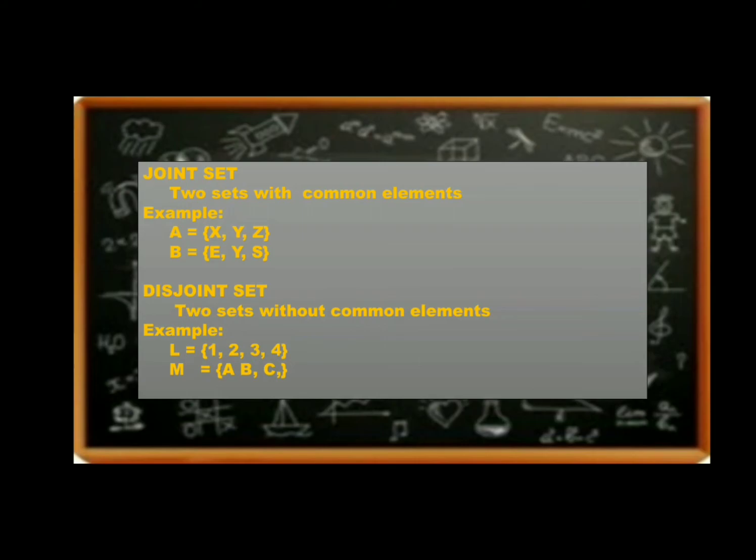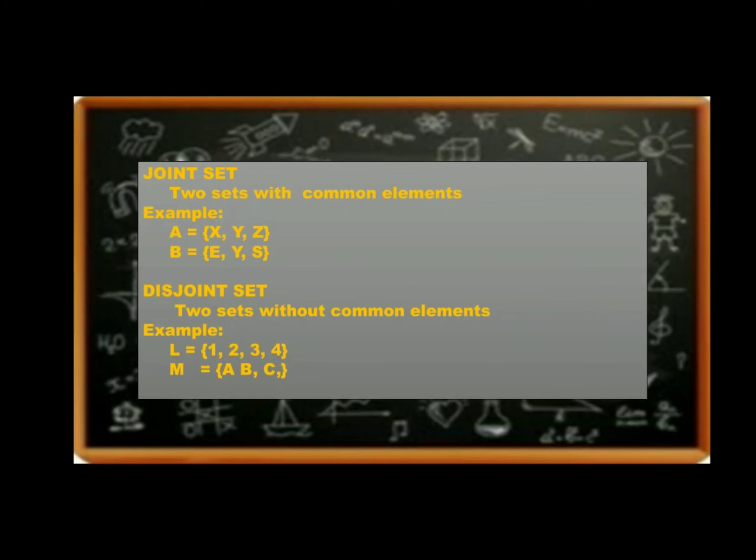Joint sets are two sets with common elements. So it means that it would have an intersection when we plot it. Let's do this example. Set A has the elements x, y, and z, while set B has the elements e, y, and s. If we take a look at it, the common element that they have is y. So it means that the point of intersection is at y.